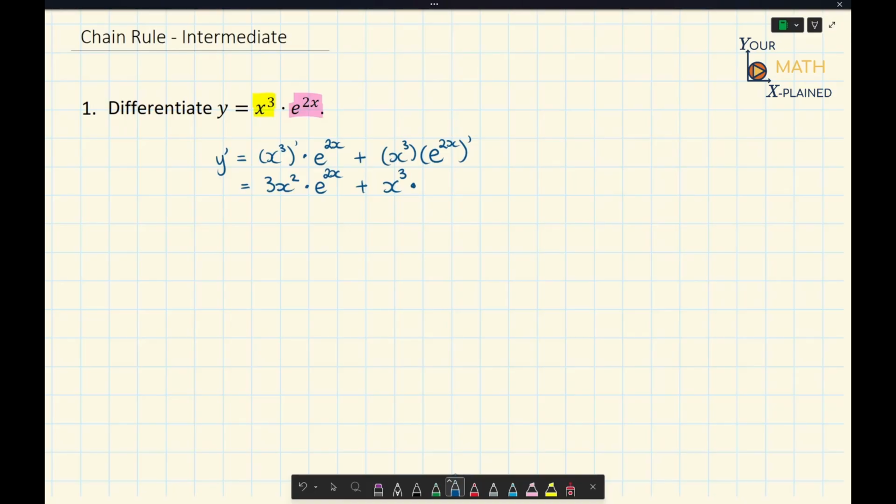And the derivative of e to the power of 2x is going to require chain rule. So the derivative of the outside function, well, that's still just e to the power of 2x, but we need to multiply this by the derivative of 2x, which is 2. So therefore, we get 3x squared e to the power of 2x plus 2x cubed e to the power of 2x. And if you want, you can factor out a common factor of x squared e to the power of 2x. And we're left with 3 plus 2x. So this will be our y prime.